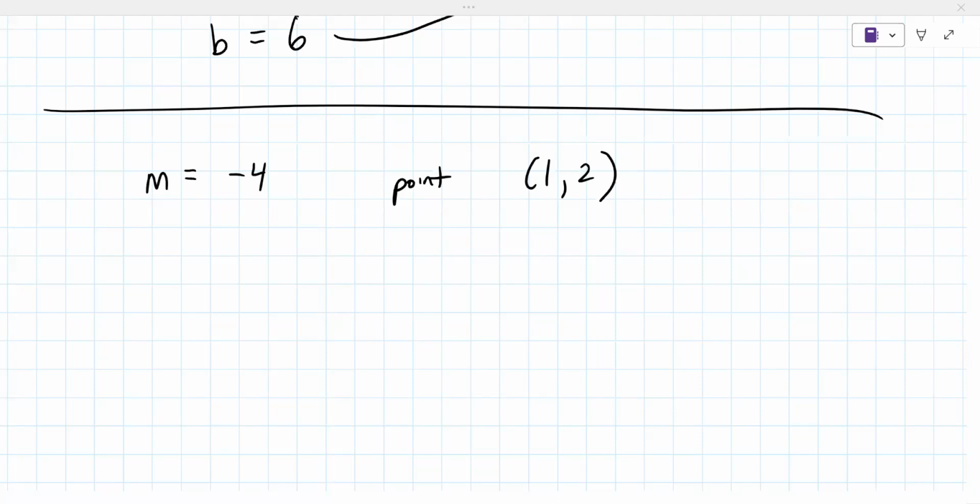Y would be 2, so it's 2 equals negative 4 times 1 plus b. You have to be able to multiply negative 4 times 1 and then move that to the other side, so that's negative 4. And then would I be able to add that to 2 to undo it? Yes. So 4, 5, 6, so it would be a positive 6, right? Yep.